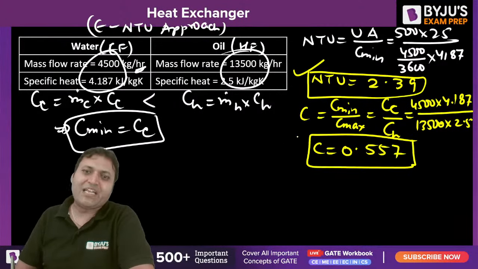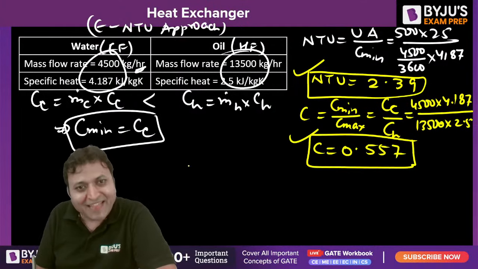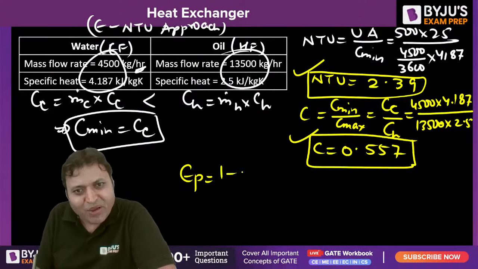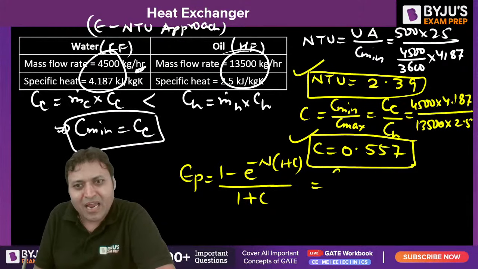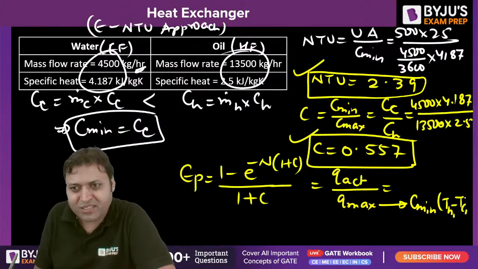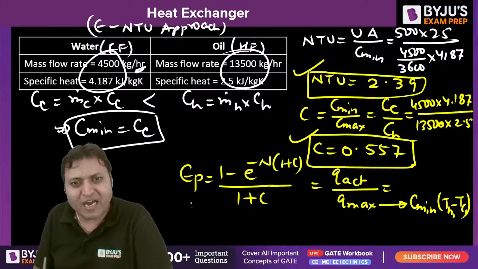First of all, find out NTU, then the heat capacity rate ratio C, and then the effectiveness for the parallel flow heat exchanger is given by 1 minus e to the power minus NTU times (1 plus C), divided by 1 plus C. That is the formula. That is Q actual by Q maximum. Q actual is to be calculated and Q maximum will be C minimum into TH1 minus TC1. Can you find out the effectiveness?